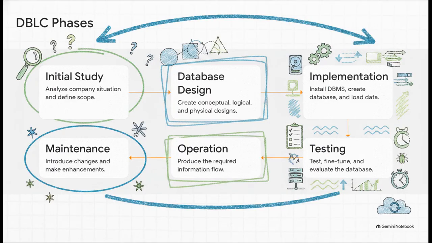Let's walk through the 6 overarching phases of the DBLC just to give you a mental map of what we're covering today. Step 1 is the initial study. 2 is database design. 3 is implementation and loading. 4 is testing and evaluation. 5 is operation. And 6 is maintenance and evolution. So, briefly recapping before we move forward. The SDLC covers the entire software program, while the DBLC is our 6-step journey specifically for the database. And remember, both continuously loop and evolve.